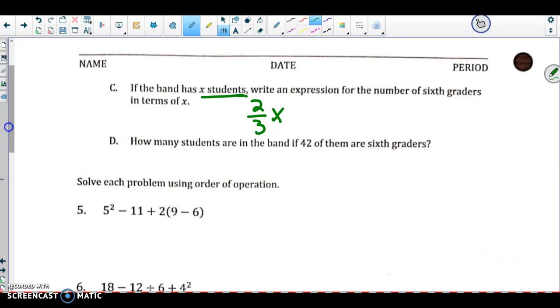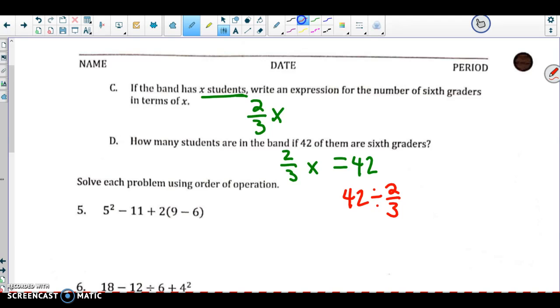So part D, it says, how many students are in the band if 42 of them are sixth graders? That means our answer equals 42. So we're taking 2/3 of X to equal 42. That means I have to divide by that 2/3. So I'm going to be taking 42 and dividing by 2/3.